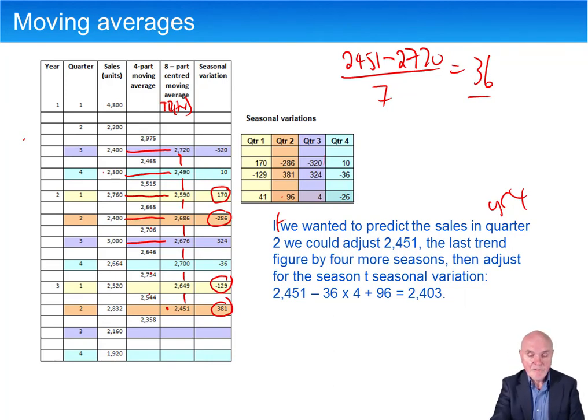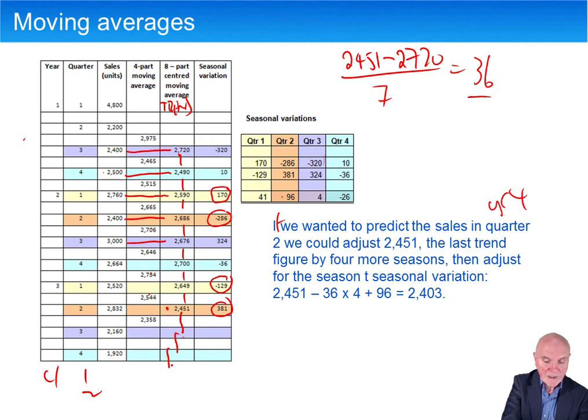So if we want to get to year 4, Q2, well, if we put in year 4 here, we're going to have Q1, Q2. We're going to be going from this trend figure to here, so there's 1 jump, then from here to here 2 jumps, and from 4 to there 3 jumps, and from there to there 4 jumps. We've got 4 seasons to get through. Okay, so we're going to travel from 2451 through 4 more seasons to get us to year 4, season 2. We're going to be reducing by 36 and 36 and 36 and 36. Okay, so we can take 2451 minus 4 times 36.